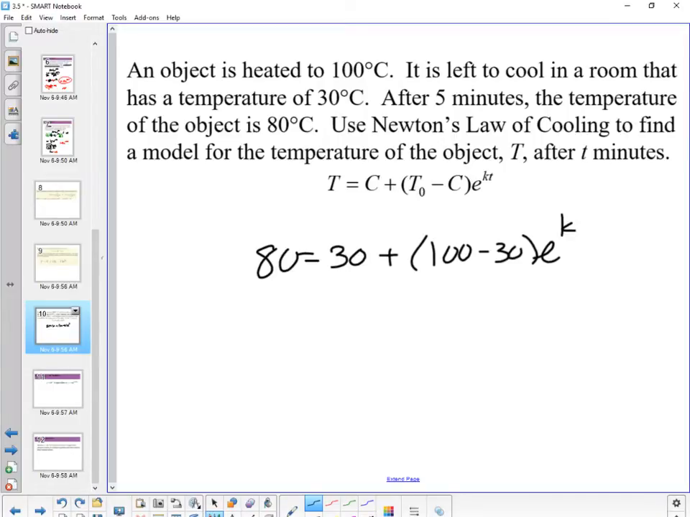Wait, would K be 80? We don't have T. It was after 5 minutes. T is in minutes, T is 5. Yeah, I know that. So after taking the log, we get T is equal to 30 plus 70 e to the negative Kt. Subtract that 30, you get minus 30 plus 70 K. I don't know.